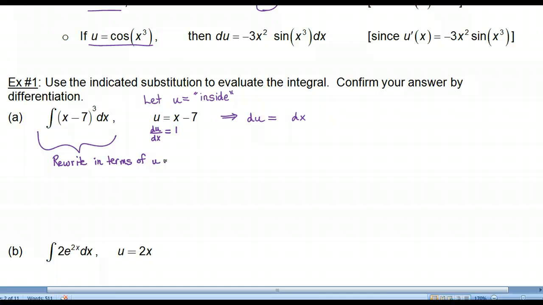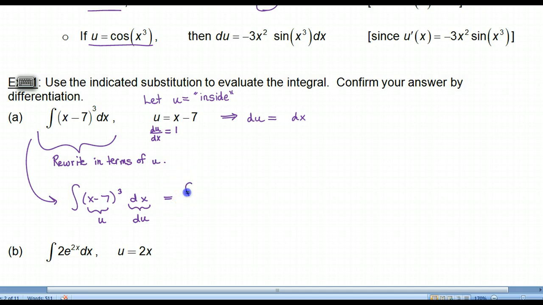Okay, rewrite in terms of u. That means I'm going to get rid of anything that has x in it and replace it with u. So dx is equal to du, so I'm going to replace that with du. And x minus 7, that's what I made u equal to in the very beginning. So this whole thing is going to be the integral of u to the third du.